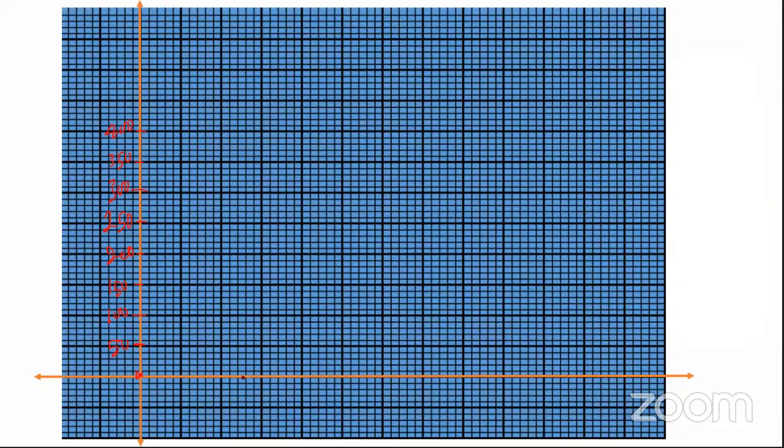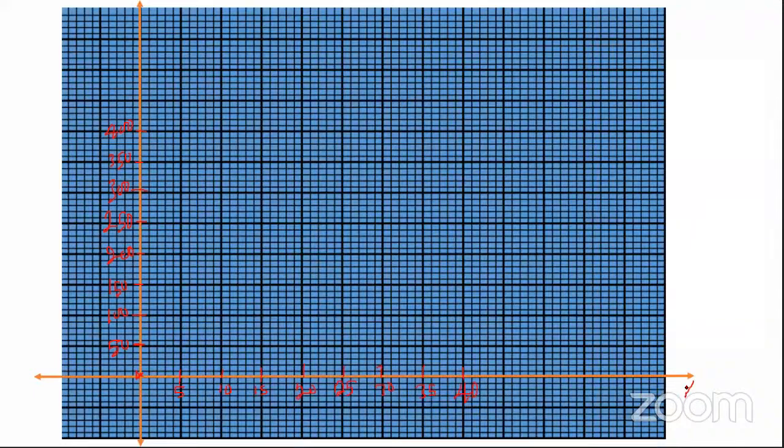Then along the vertical, since we have up to 35, I think we can use 5 here. So 5, 10, 15, 20, 25, then 30, 35, and then 40.